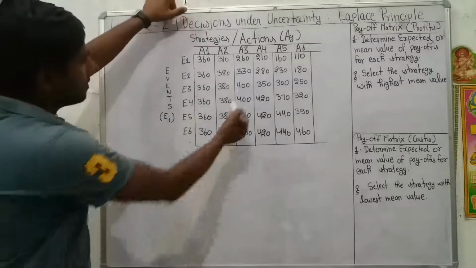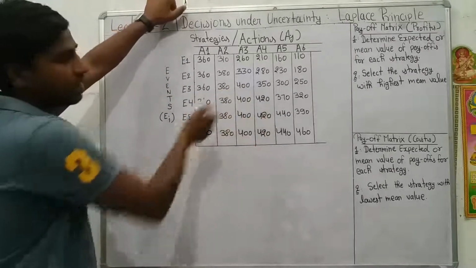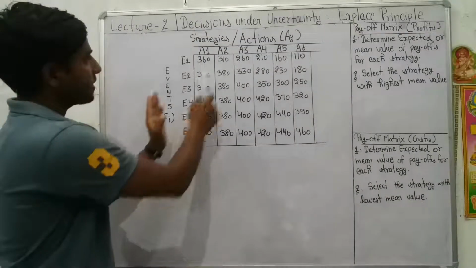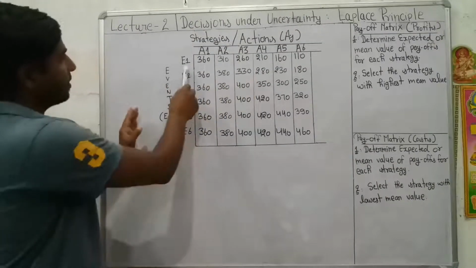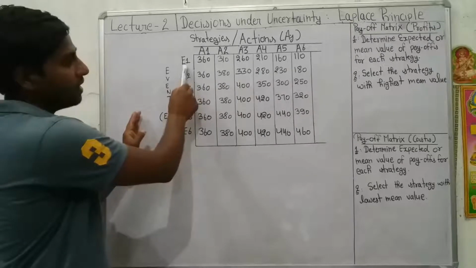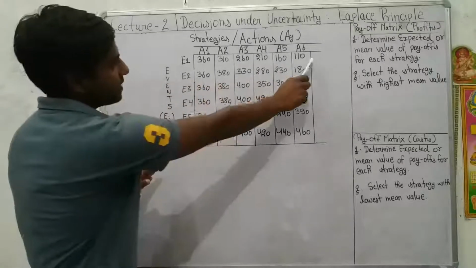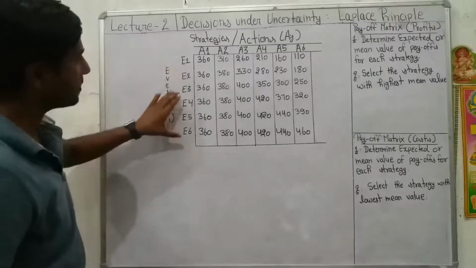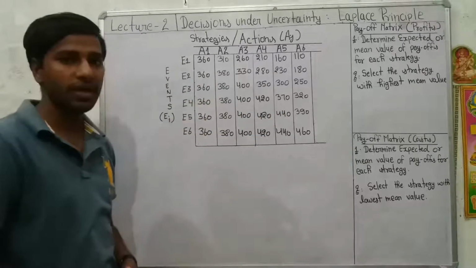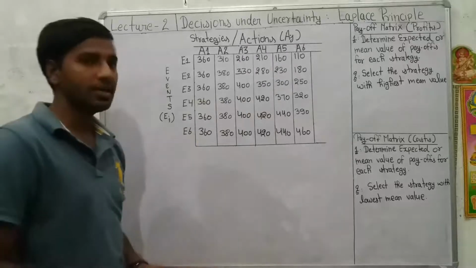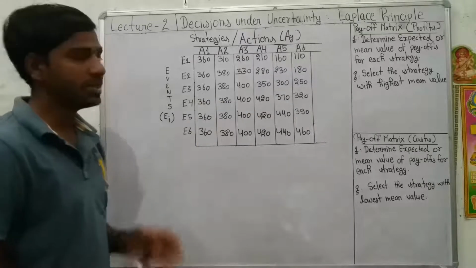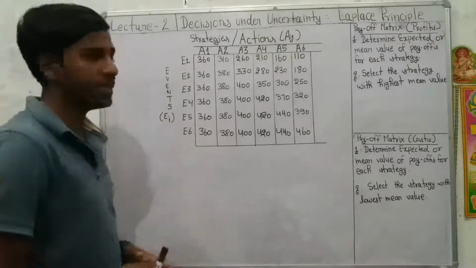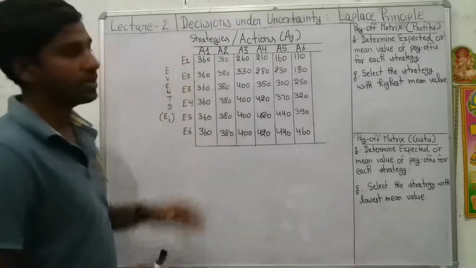Similarly, these are the respective payoffs of different combinations. In total, there can be 36 combinations of events and strategies. Like the combination of E1 event with different strategies are 6. Similarly, for each event, there are 6 possible combinations of actions. In total, there would be 36 combinations or 36 payoffs. So with this information we need to calculate the best action for company A.